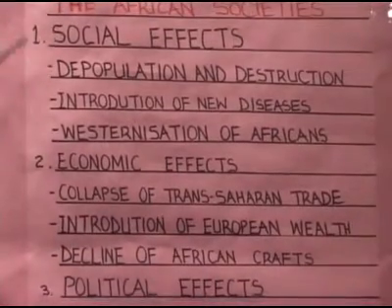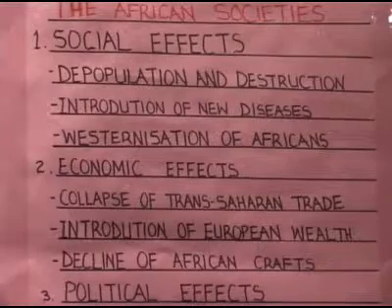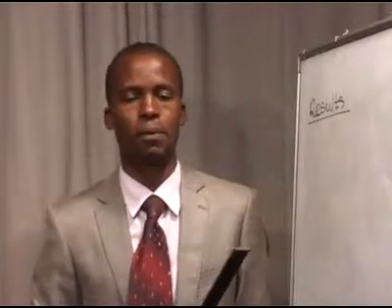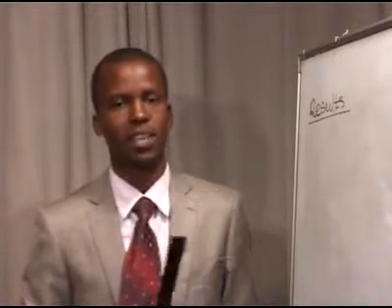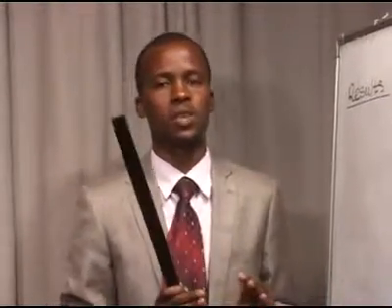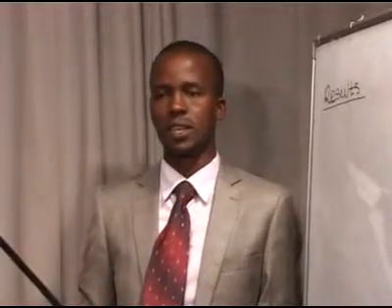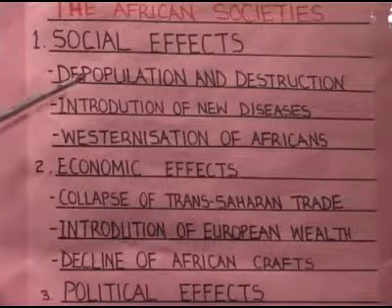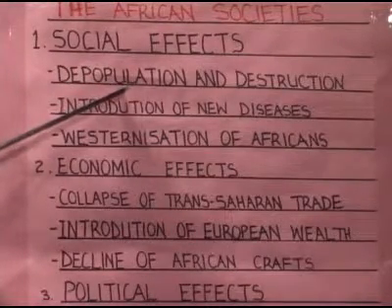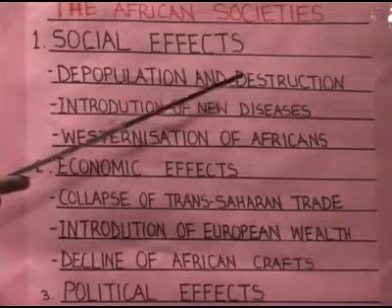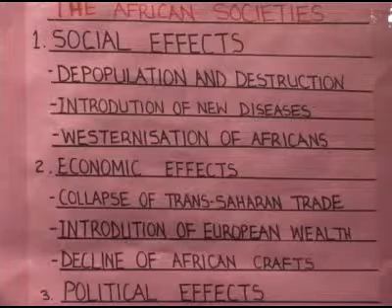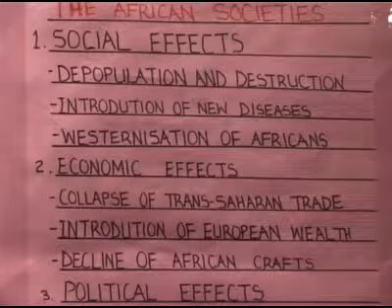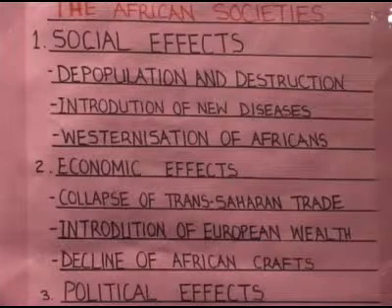Under social effects, we have 1, the depopulation and the destruction. Who can tell me what is depopulation? That's a very good answer. It is just the reducing in number of people in a certain area. So because of the slave trade, many people were killed and their properties were destroyed. So this is one of the social effects of slave trade in Africa.